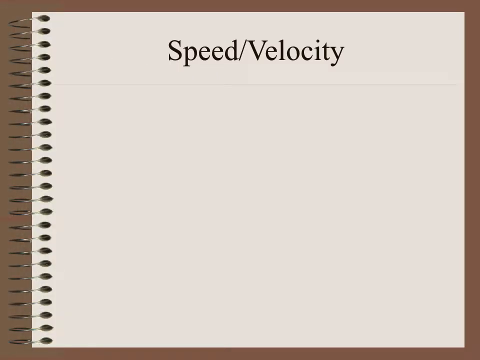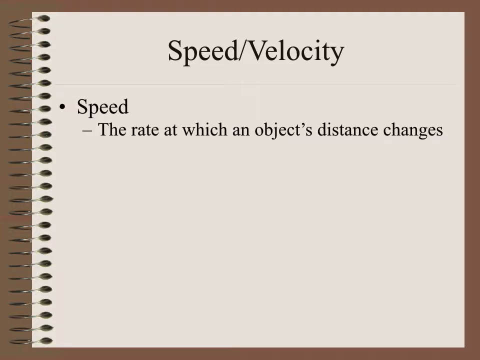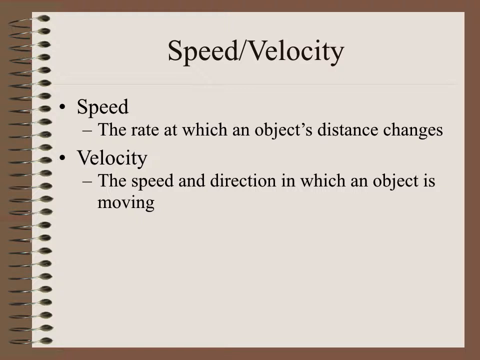We start by taking a look at the difference between what we call speed and velocity. In everyday language, we use these words interchangeably, but in science, they have very specific meanings. Speed is the rate at which an object's distance changes. Velocity can have a more technical definition, but for us, the velocity is the speed as well as the direction in which an object is moving.